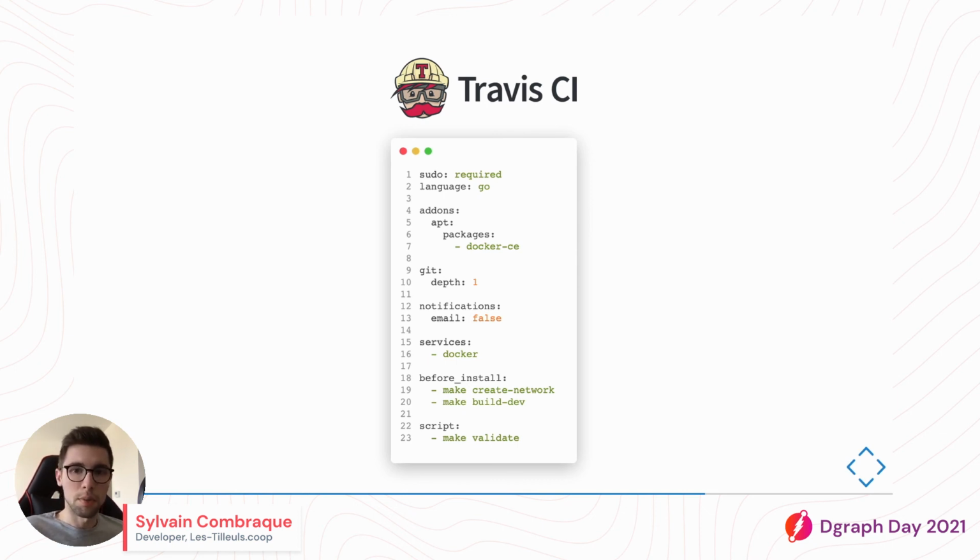After this setup, Travis will run the make create network command to add the associated network, then the make build dev command to prepare the container to run in development mode. After all these steps, Travis will run the make validation command, which will group the linter verification, and if it succeeds, it will run the tests to handle any regression.